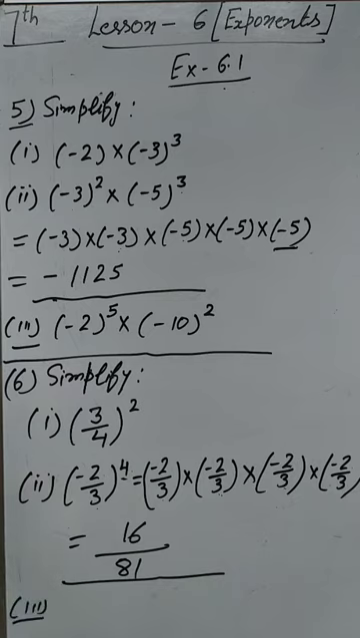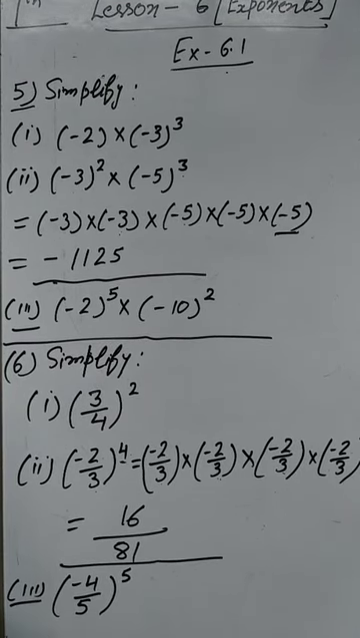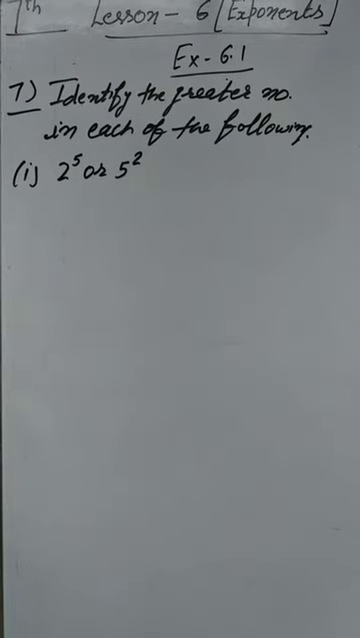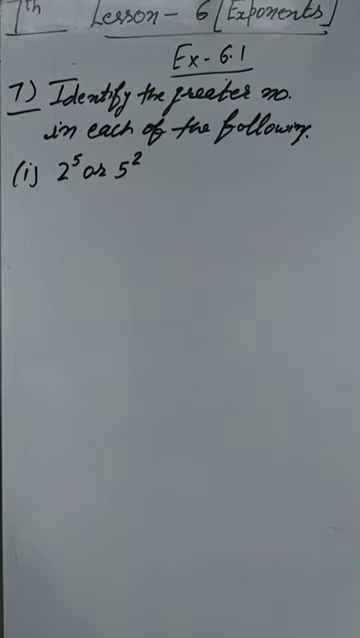Clear beta? And the third part of sixth question is minus 4 upon 5 raised to power 5. Same as the second part, you can try first and third part. Understood beta? Clear? Yes beta, question 7th. Identify the greater number in each of the following.